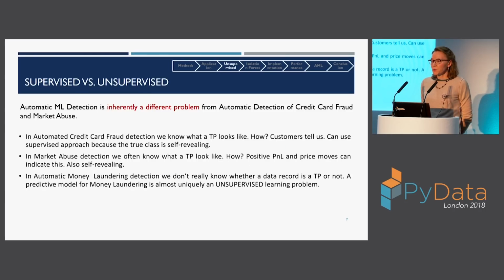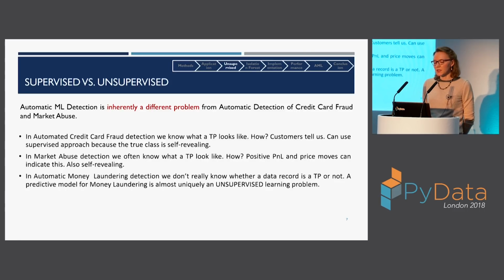Another point to be aware of is that automated money laundering detection is actually an inherently different problem from automatic detection of credit card fraud or automatic detection of market abuse. And why is that so? Well, in credit card fraud, we have the luxury of actually having data where we have true positive cases or labels. And why? Because often customers will actually tell us if a certain transaction wasn't done by them.